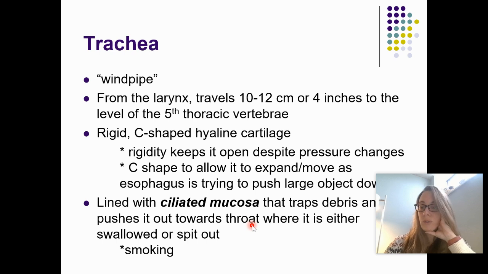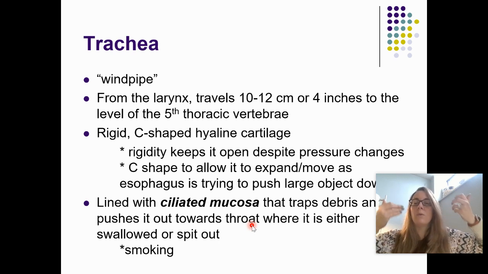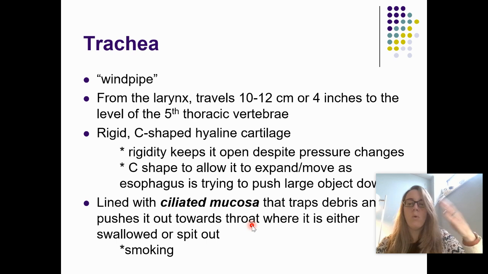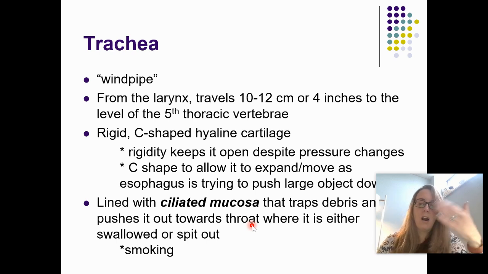So the trachea is also lined with ciliated pseudostratified columnar epithelial cells. That cilia are going to be pushing that mucus that's going to trap nasty stuff and get back up to our larynx so we can spit it out, cough it up, or get it down to our stomach where our hydrochloric acid in our stomach can deal with it.